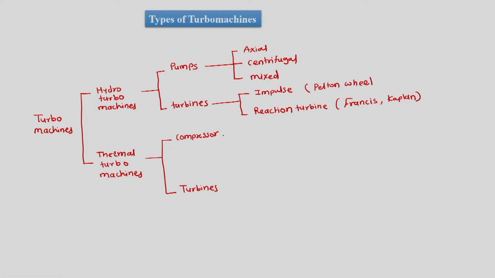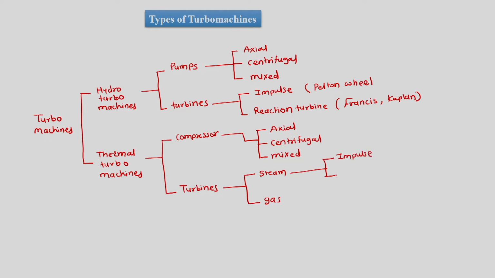In the compressor we again have axial compressor, centrifugal compressor, and mixed flow compressors. And in the turbine we again have two types, but before that, depending upon the medium, we have either steam turbine or gas turbine, and steam turbine again can be impulse type or reaction type, and gas turbine again can be impulse type or reaction type.